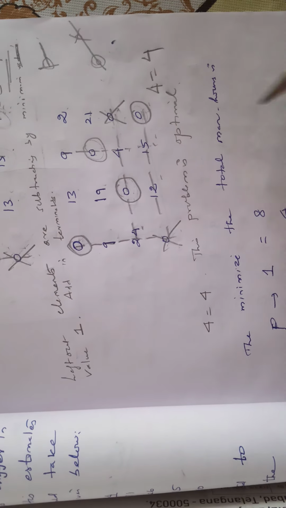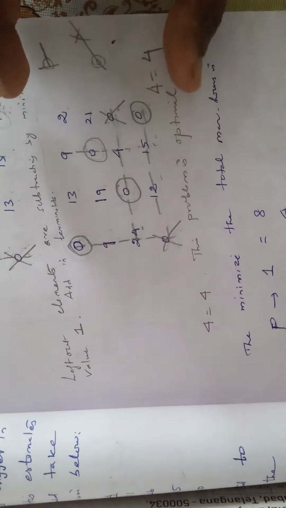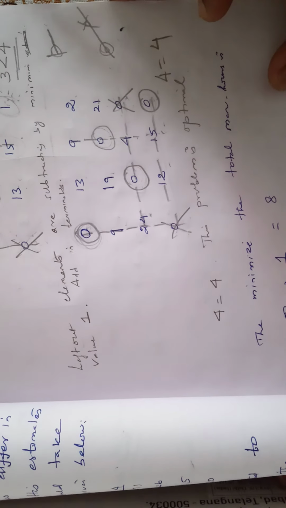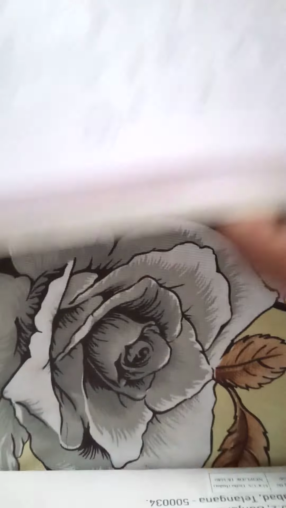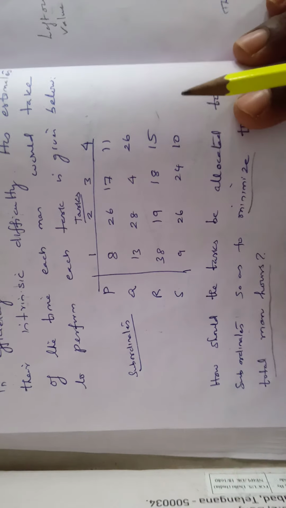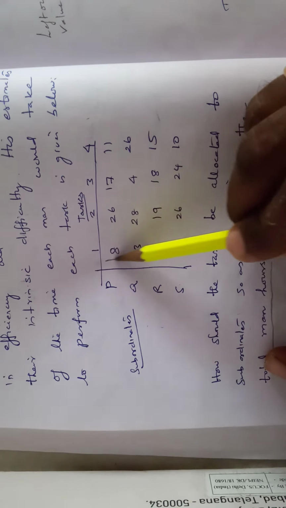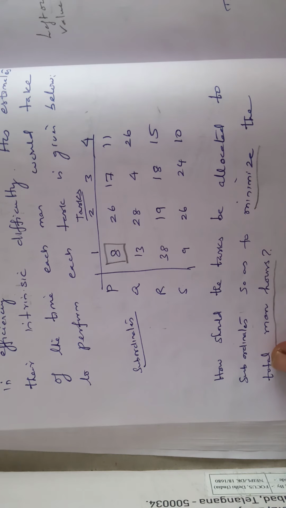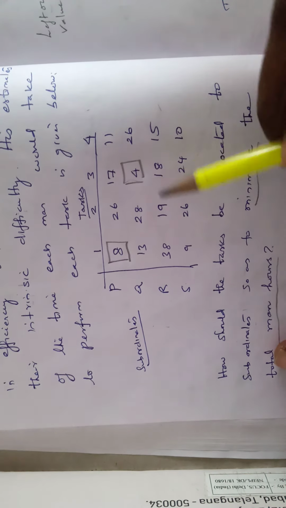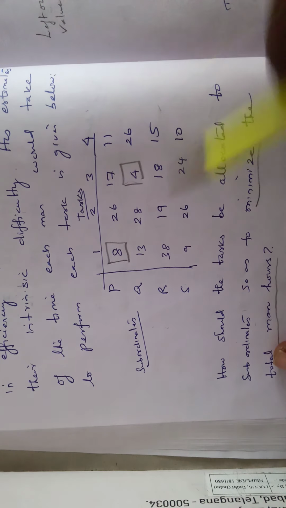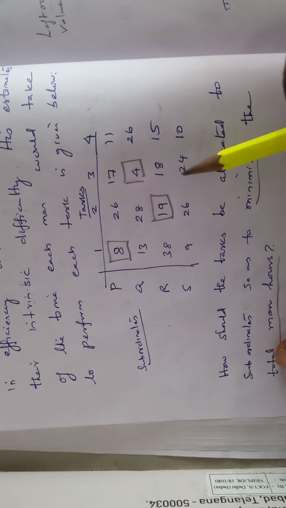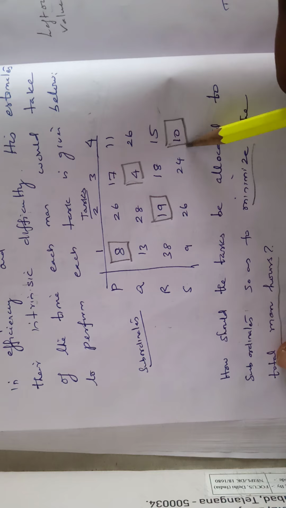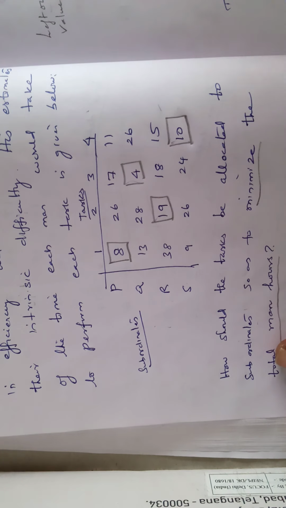So the final answer is we have to take the 0 selection in the last table. First we have to select 0. So P goes to first 0. So we have to select this 8. Again Q goes to third 0, Q goes to third 0 means 4. R goes to second 0. And S goes to fourth 0.